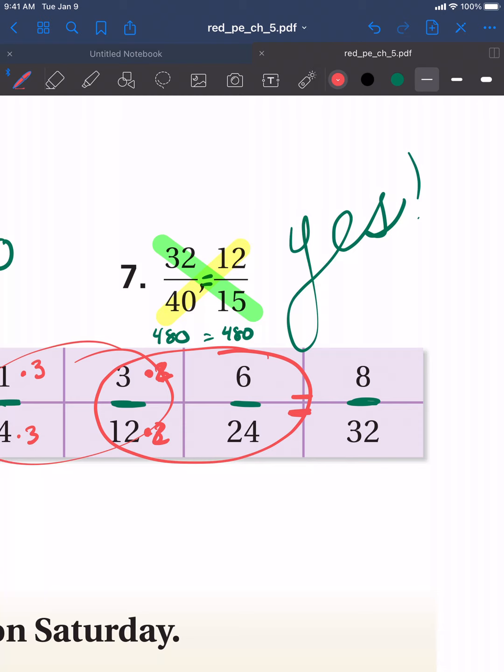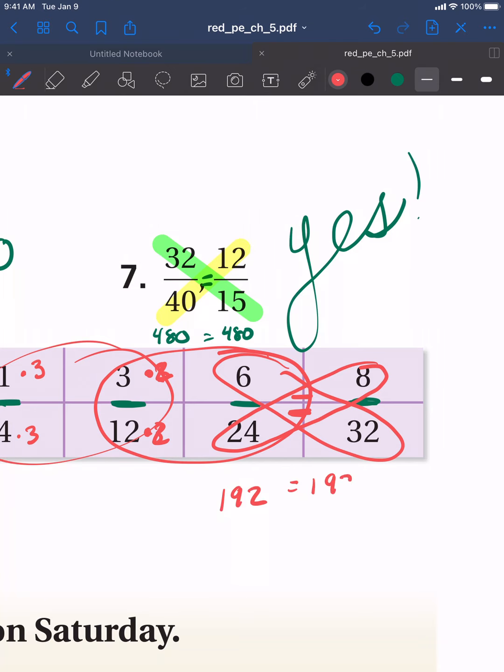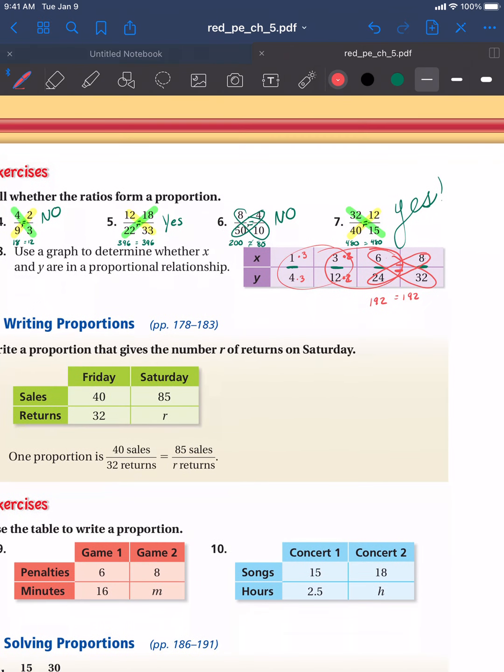Okay? What is 8 times 24? 192. What is 6 times 32? 192. So even though there's nothing I can multiply by a 6 to get an 8, I still need to double check because are they proportional? Yes. So are the x and the y a proportional relationship throughout the whole thing? Yes.